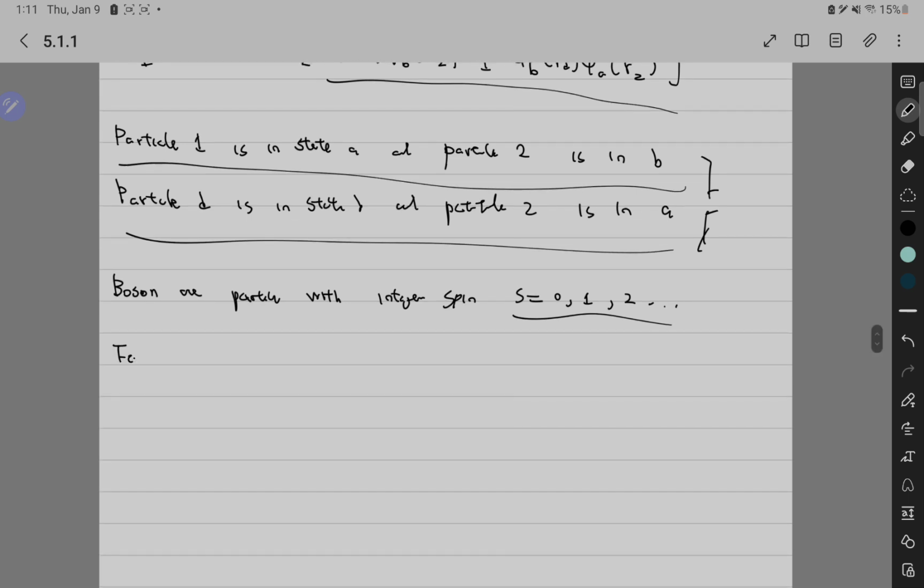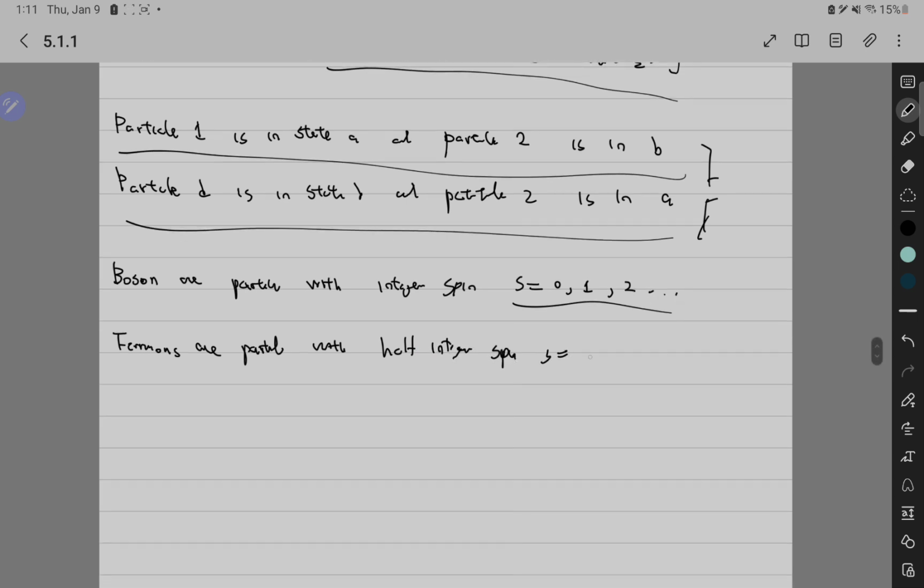And fermions are particles with half integer spin. So the spin for fermions are like 1/2, 3/2, and so on. It keeps going on the list. So basically, every particle we know can be classified to be either a boson or a fermion.